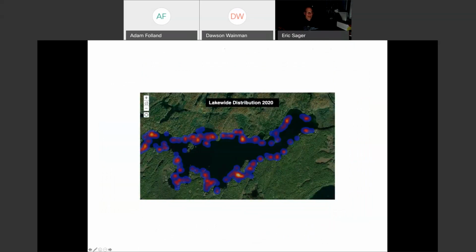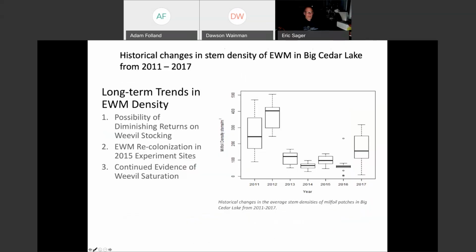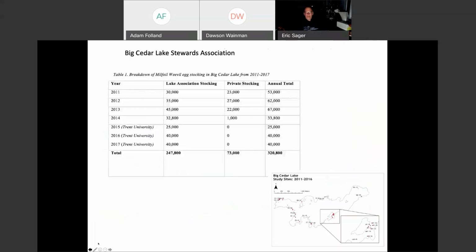But remember, it's about $1 a weevil. So 321,000 weevils. Now, these 40,000 weevils, this wasn't $40,000. But when the commercial company was doing it, that was approaching $40,000. So that's expensive.